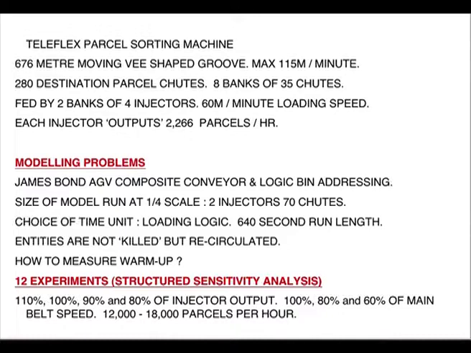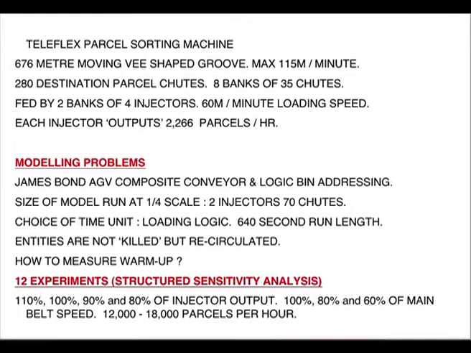There were 280 destination parcel chutes, 8 banks of 35 chutes. These were fed by 2 banks of 4 injectors with a 60 metres per minute loading speed, and each injector outputs, according to the specification, 2,266 parcels per hour. Modelling problems: James Bond AGV composite conveyor and logic bin addressing.